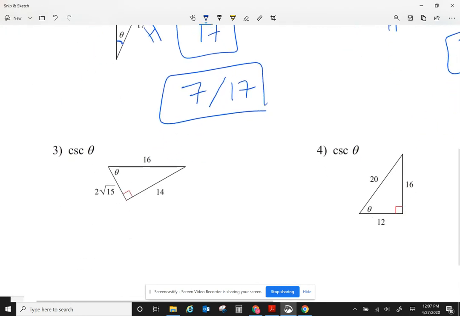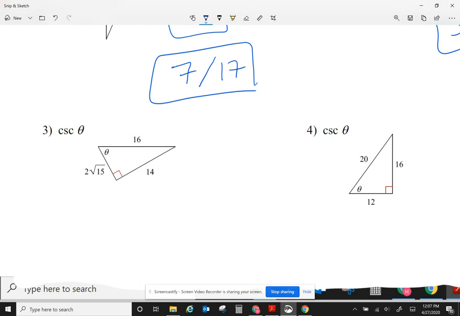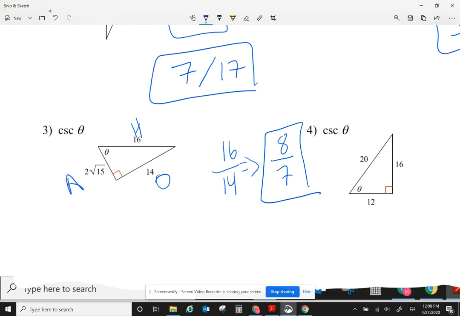Let's take a look at cosecant. For question number 3, let me label the big side hypotenuse. I know this is the opposite, this is the adjacent. For cosecant, I have hypotenuse over opposite, so 16 over 14. Simplify the fraction if possible. Let me divide each of my numbers by 2, so I'm going to have 8 over 7. The way you will type this will be 8 over 7. You must type in the simplified numbers, so that's why I said simplify if possible.